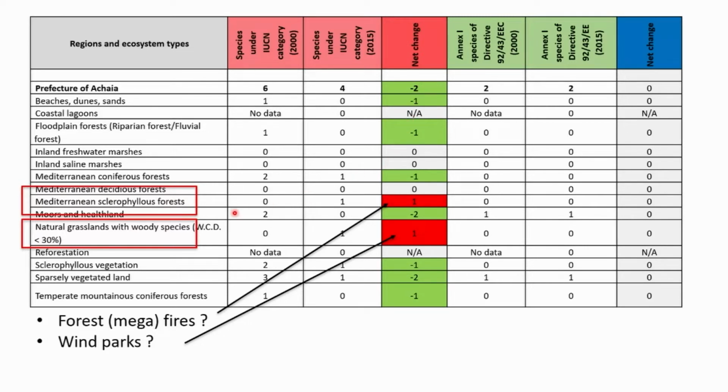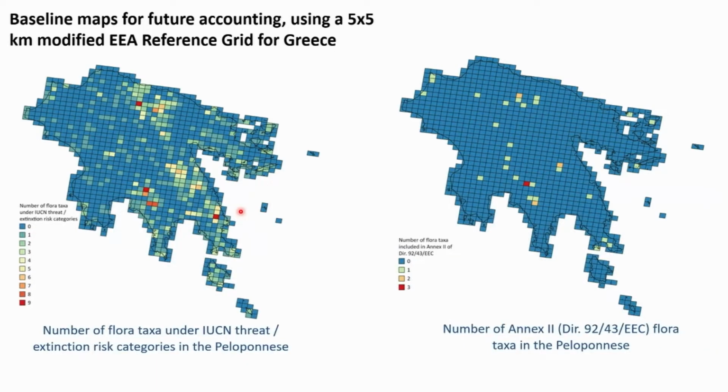For example, in the natural grasslands we have a negative change, of course. In the case of the Mediterranean sclerophyllous forest, we also have loss. And of course the main cause of this loss might be either the forest fires which have taken place in the last years, in 2017 and 2018, as well as the wind parks, which are more and more intensively covering the different mountains in Greece.